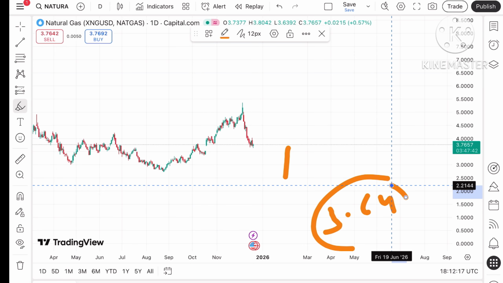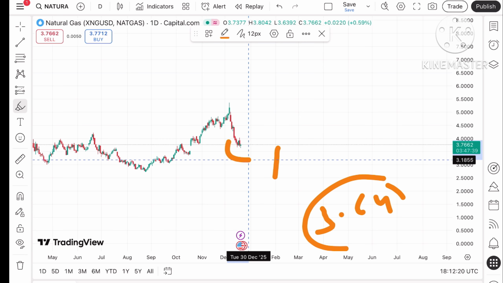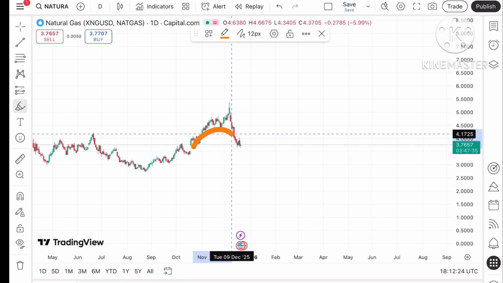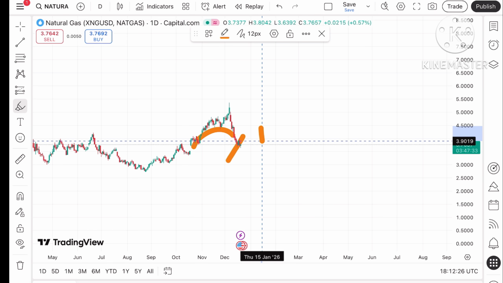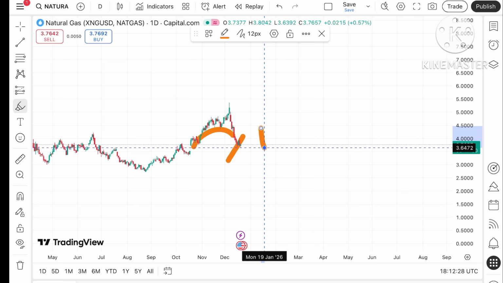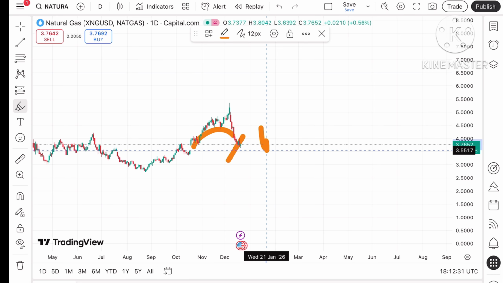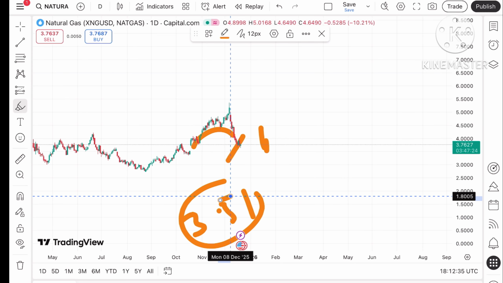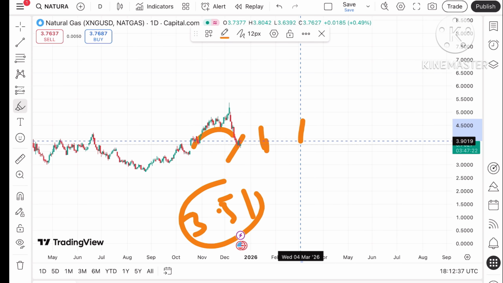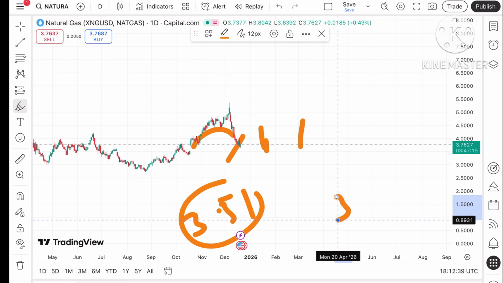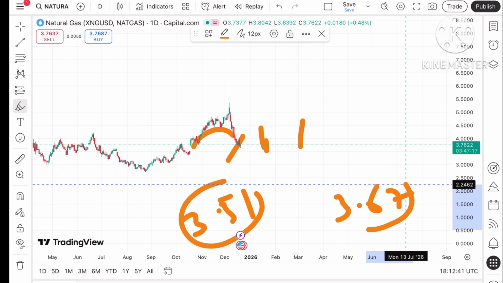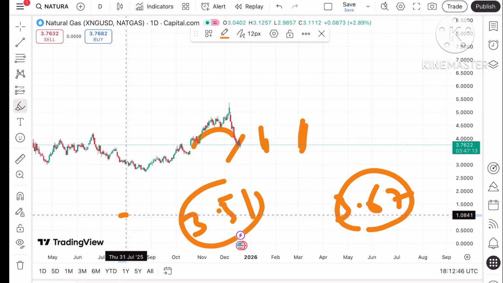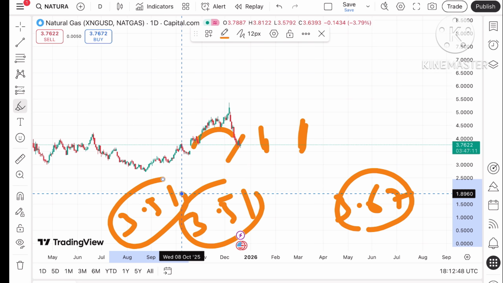But if you see this particular trend, it is moving in this range. This pattern has formed, and after that there is an upside, but the gap at a level of 3.51 is still not filled. So the probability is high that if the price starts going below a level of 3.67, it can go further down, and after that a probability of touching 3.51 can be seen.